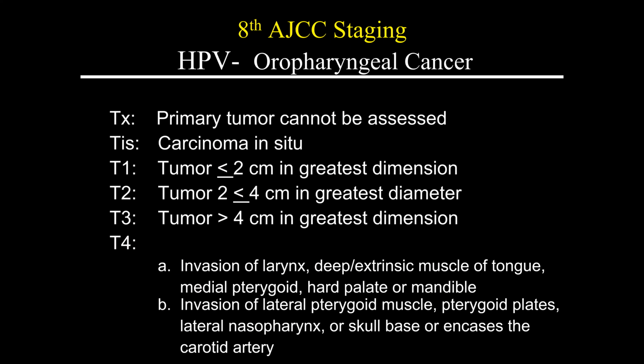Now, from a staging standpoint, the AJCC 8th edition has two types of staging for oropharyngeal carcinomas. There's the HPV negative, which was part of the prior staging systems. So this means that T1 is based on a tumor less than 2 centimeters, T2 is between 2 and 4 centimeters, and T3 is greater than 4 centimeters. This is exactly the way it was before.